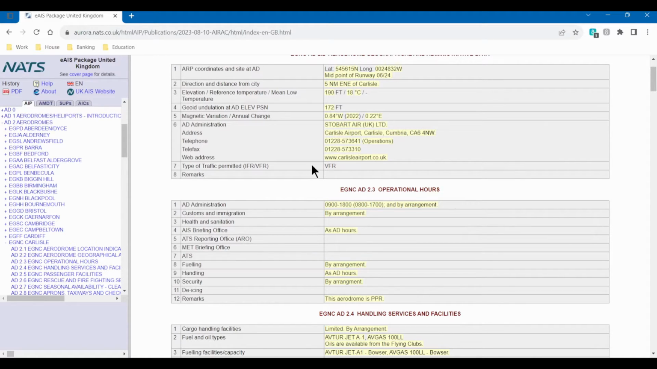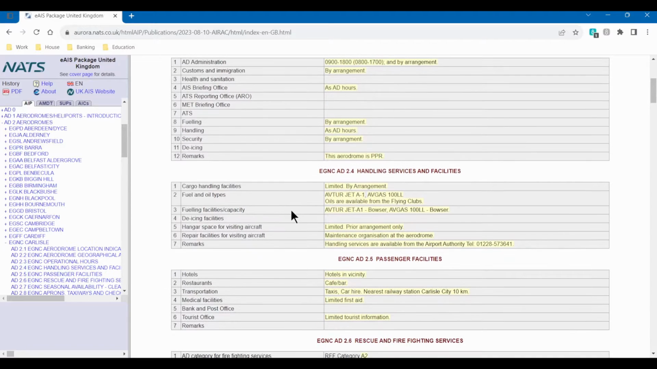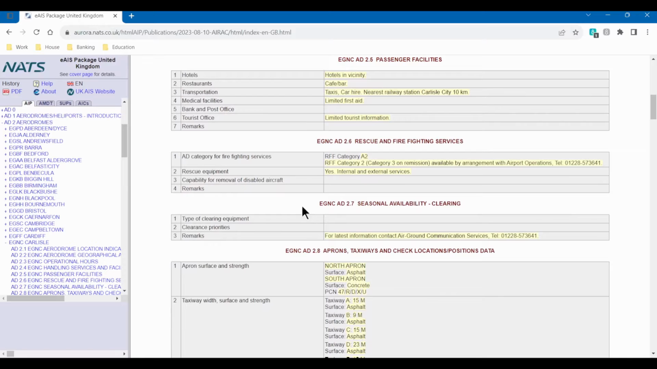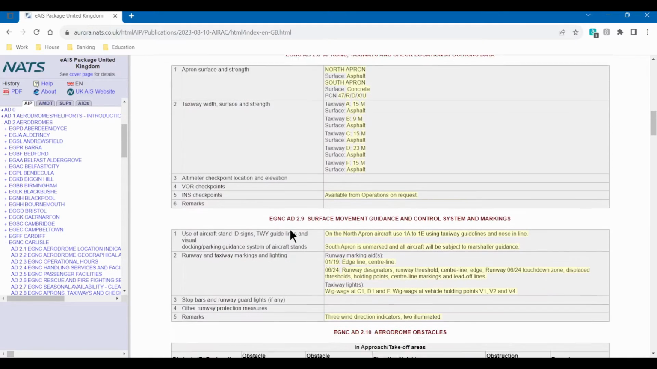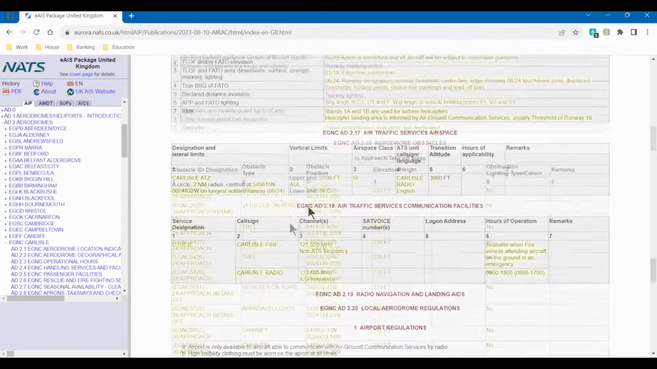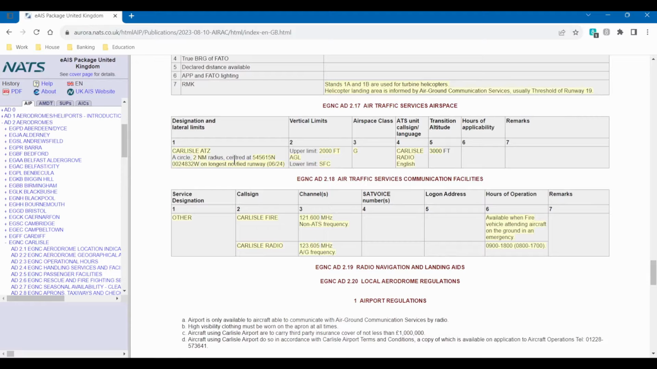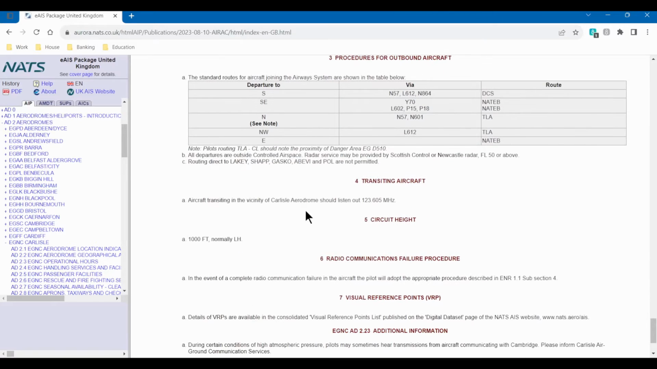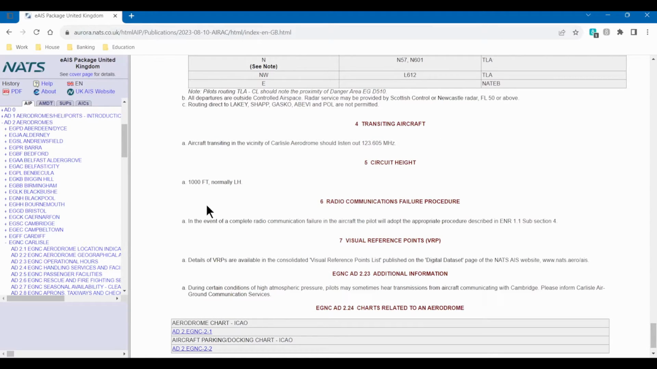So we can see by looking through that there are VFR operations allowed, which is good. The magnetic variation is 0.84 degrees west. They sell avgas, which is the fuel that most light aircraft use. Lots of information about obstacles nearby. The fact that it's an ATZ, which means we have a radio frequency to use when flying in or out of here. We can also see the circuit height and the ground charts.